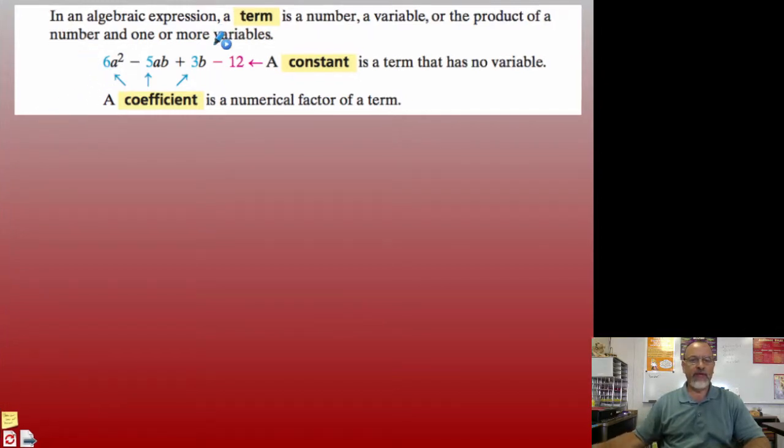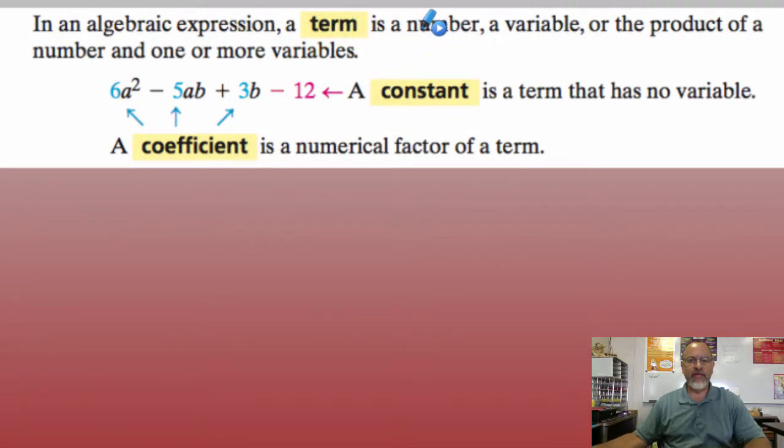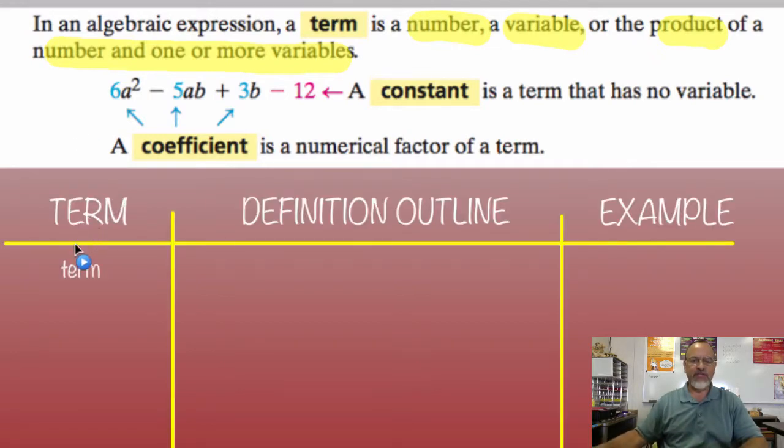In an algebraic expression, a term is a number. So a term can be just a number. It can be a variable, so it can be just a letter. Or the product of numbers and one or more variables, product meaning a multiplication. So those are what a term is. Now, I've been using that phrase quite a bit, and I think you intuitively know what it is, but we'll put some definition to it here.